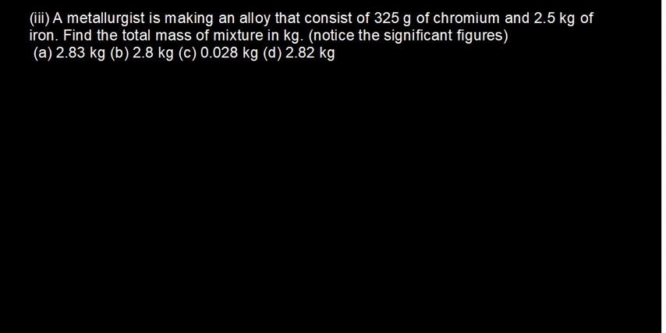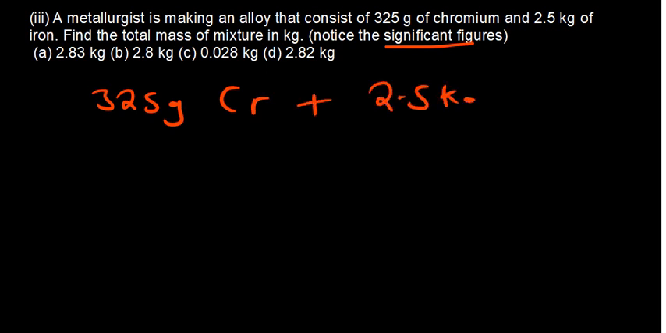A metallurgist is making an alloy that consists of 325 grams of chromium and 2.5 kilograms of iron. Find the total mass of the mixture in kilograms. Notice the significant figures. So we've been given 325 grams of chromium being combined with 2.5 kilograms of iron. We are asked to find the total mass in kilograms.